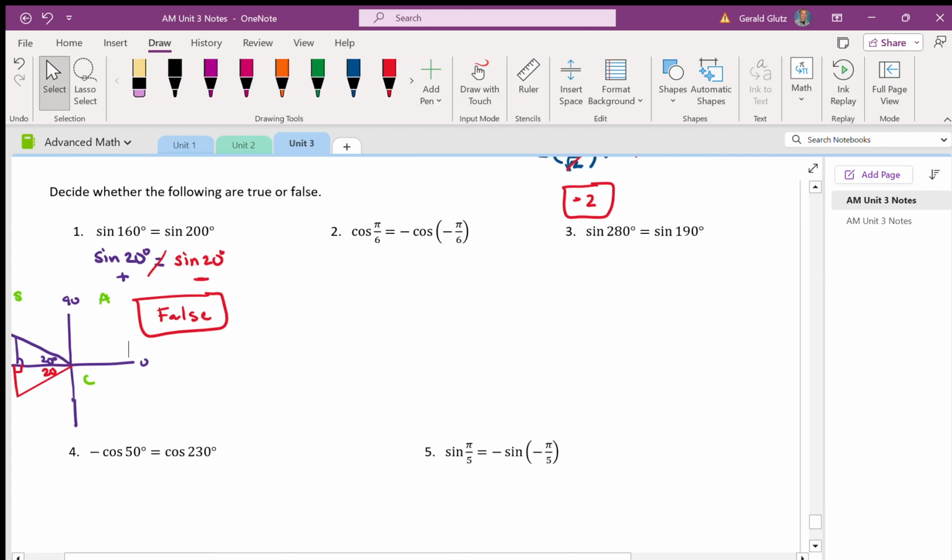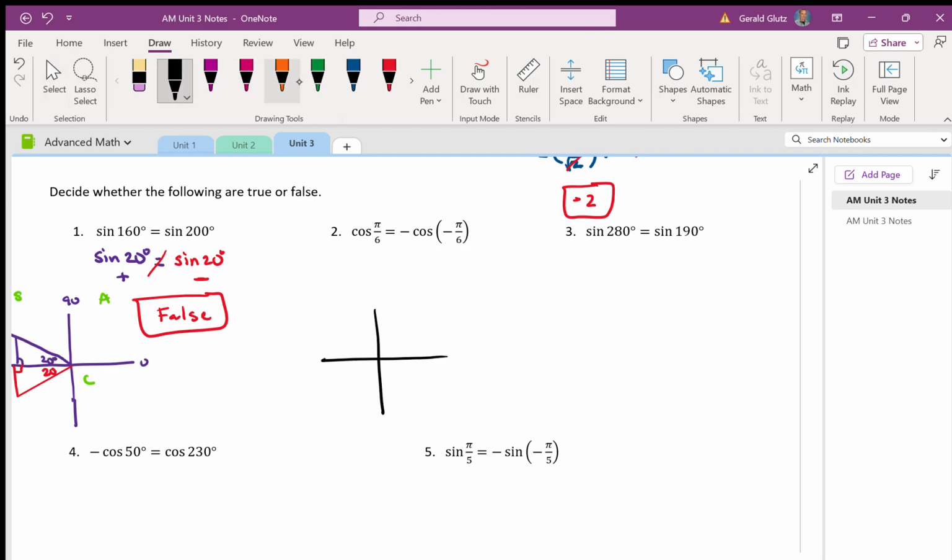All right, number 2. Cosine of pi over 6. So pi over 6, I know is the same as 30 degrees. Let's use a different color here so I can see this a little easier. All students text in class. All are positive there. So that is the same thing as saying cosine of 30 degrees.